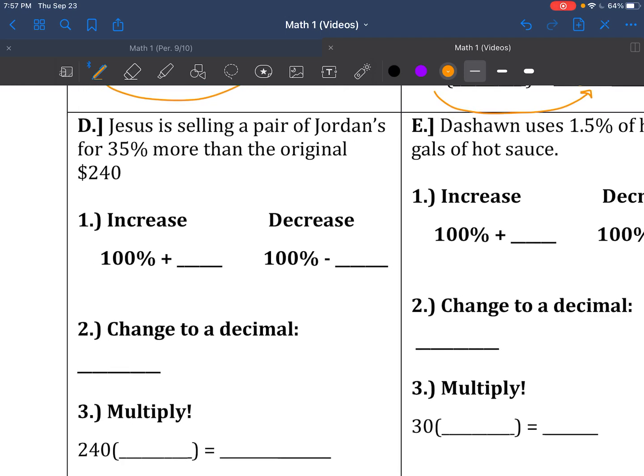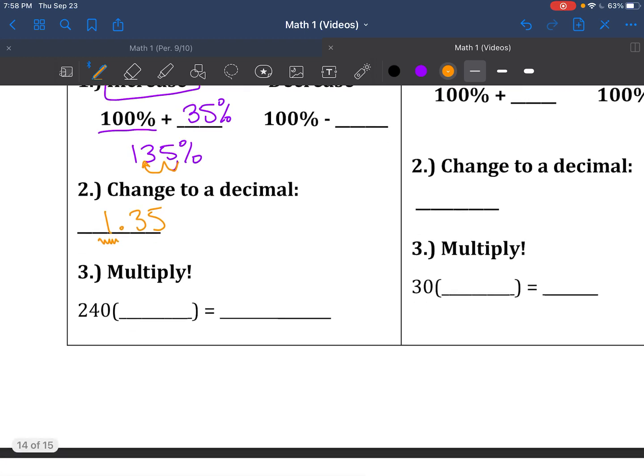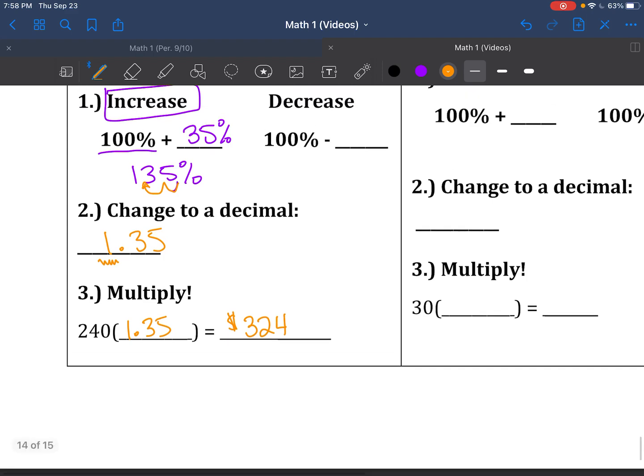Next up, Jesus is selling a pair of Jordans for 35% more than the original $240. More than means we are increasing. So we're taking all of that $240 and adding 35% more. That's what this 100% means. All of that $240 we're starting with. So this gives us 135%. Change that to a decimal, which gives us 1.35. This is good. We want to have a 1 in front of our decimal when we're increasing. So we have 1.35, and when we type this into our calculator, we should get 324. So Jesus is selling them for almost $100 more.